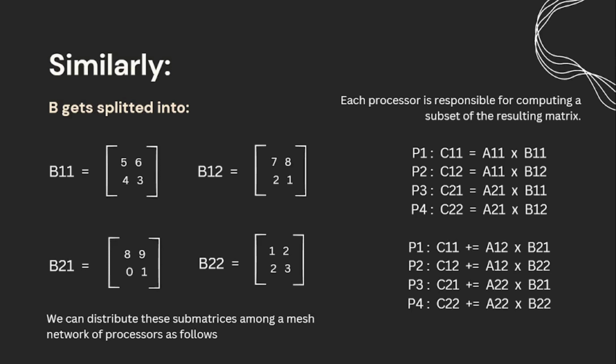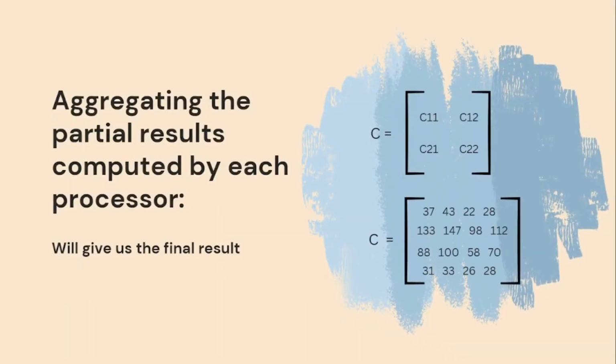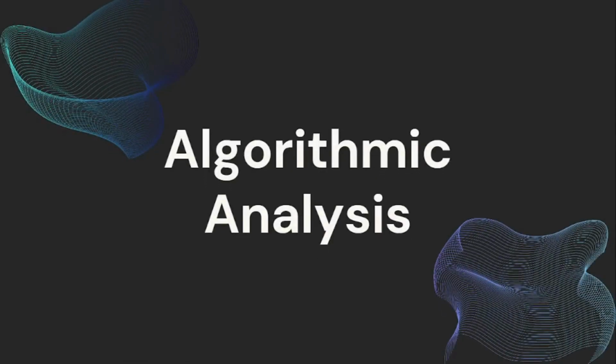Each processor computes a partial result by multiplying its assigned submatrices and sending the result to its neighbors. For example, P1 sends C11 to P2 and P3 and receives C21 from P3 and C12 from P2. The final result can be obtained by aggregating the partial results computed by each processor. So here you can see the resulting matrix multiplication using a mesh network. Now let's deep dive into the algorithm of the matrix multiplication using mesh.